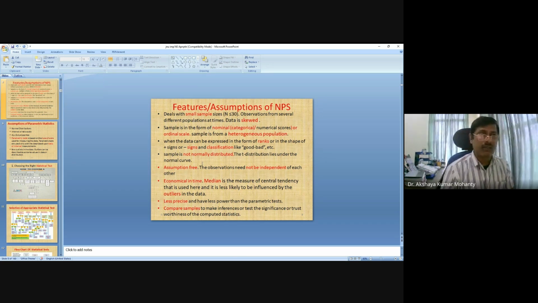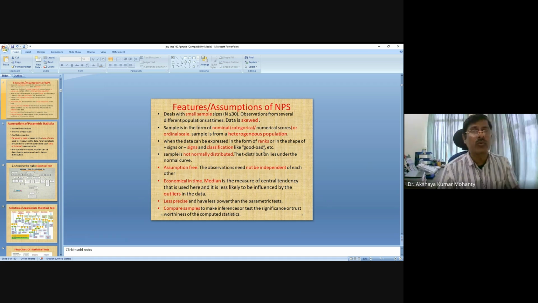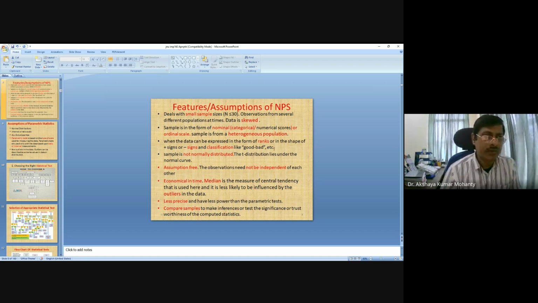So when the data can be expressed in the form of ranks or in the shape of plus and minus signs and classifications like good or bad, in this case also you can use the NPS, that means the non-parametric test. Some sort of sign will be coming, that means plus or minus. Let's say good is plus and bad is minus. Or you are expressing in the form of ranks, so who is more beautiful, who is less beautiful? In that case, you also can use the non-parametric test.